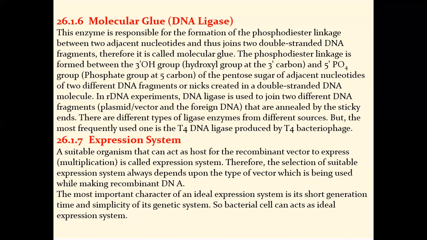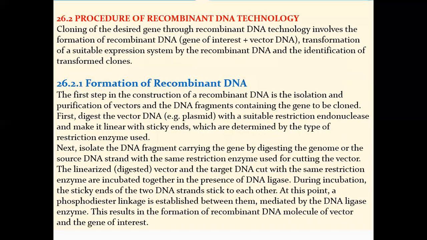Right, so expression system: a suitable organism that can act as a host for the recombinant vector is called the expression system. Therefore, the selection of a suitable expression system always depends upon the type of vector which is being used. तो हमने जो वेक्टर लिया था उसको हम कह सकते हैं कि अब जिसके अंदर हमने ये डिजायर्ड जीन ऐड कर दी है वो एक एज अ एक्सप्रेशन सिस्टम एक्ट कर रहा है. तो हमने जीन ऑफ इंटरेस्ट ले ली, वेक्टर ले लिया, कैरियर ले लिया, जीन ऑफ इंटरेस्ट ऐड कर ली.